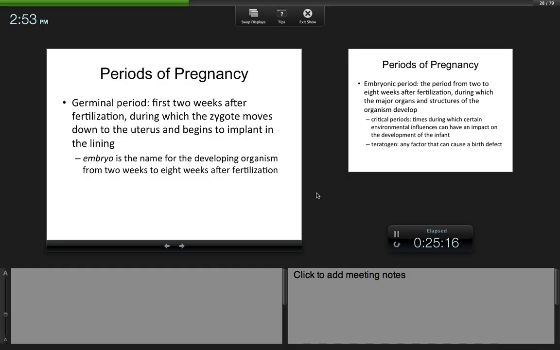All right. Periods of pregnancy. The germinal period occurs during the first 2 weeks after we've had this fertilization. Here, what happens is the zygote moves down into the uterus and begins to implant itself in the lining of the uterus. The embryo is what it's called when we have this developing organism from 2 weeks to 8 weeks after fertilization, this germinal period.